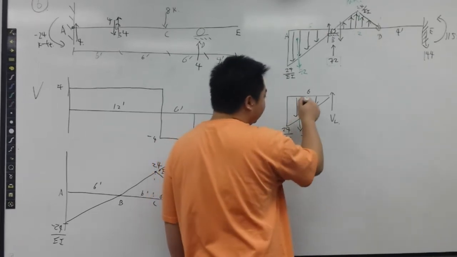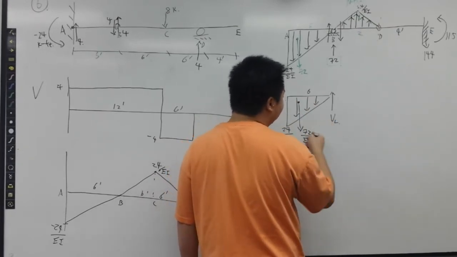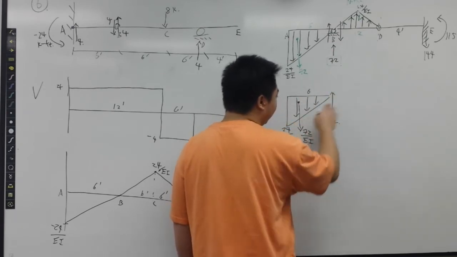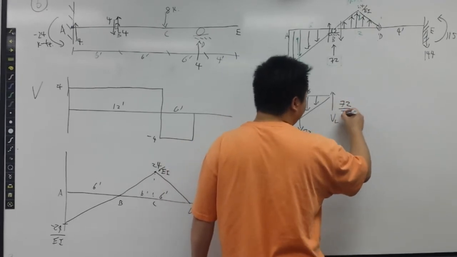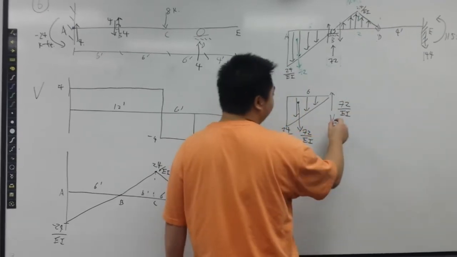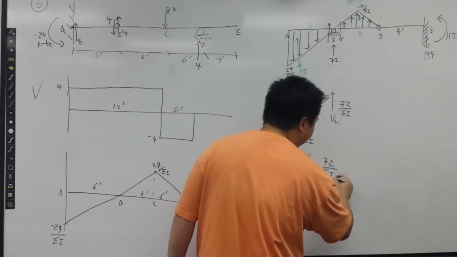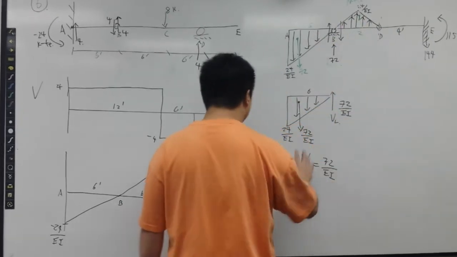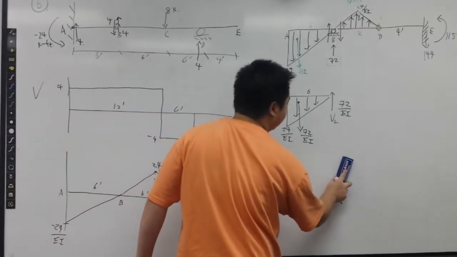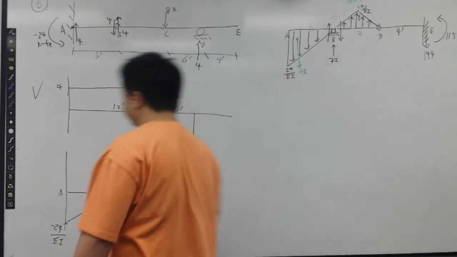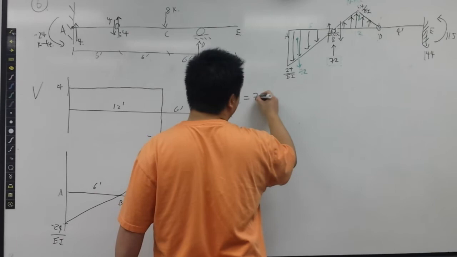Because this is a point load, if this is 72 over EI, this should be the same because you don't have one point load and another one. So you want to find this equilibrium. This is equal to this. 72 over EI. That is the slope. VL is equal to 72 over EI. Now from that side, so this side is gone. Okay. Let me write here. V from the left side is 72 over EI.